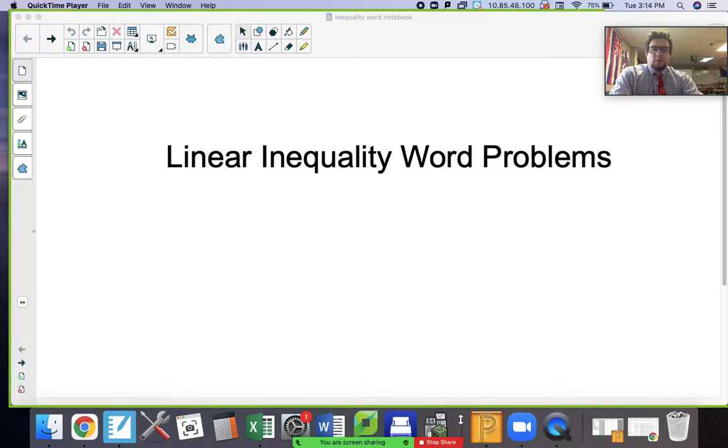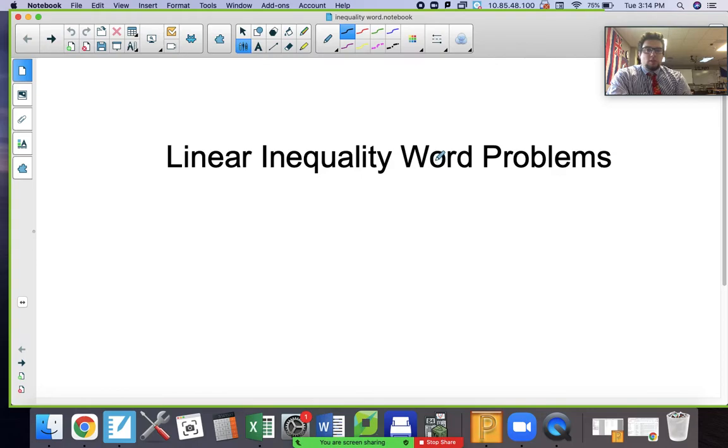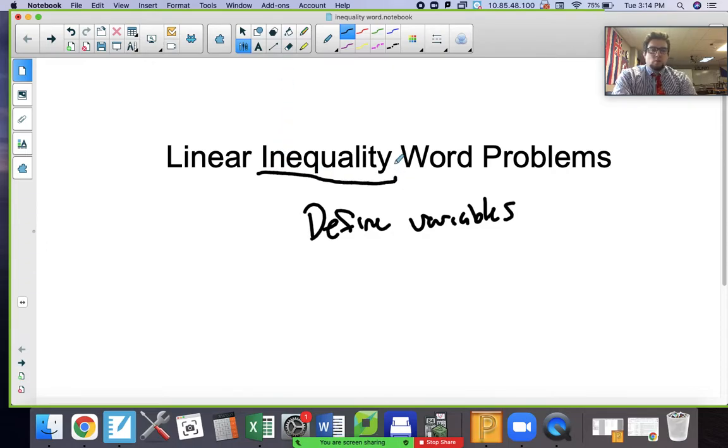So in class today we looked at linear inequality word problems. Just like any other word problems, we're going to try to define our variable, or in this case variables, what we do and do not know. And with inequalities, there's a few things that we also want to be mindful of.